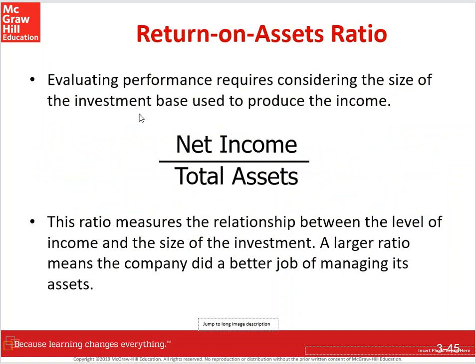So our first ratio is return on assets ratio. With this ratio, we're going to be evaluating the performance of the company while considering the size of the investment base used to produce the income. So the example I was just referring to, what if I have $1 million in net income, which sounds cool, right? $1 million of net income. But what if I had $1 billion in assets in order to generate it? That's a lot of zeros.